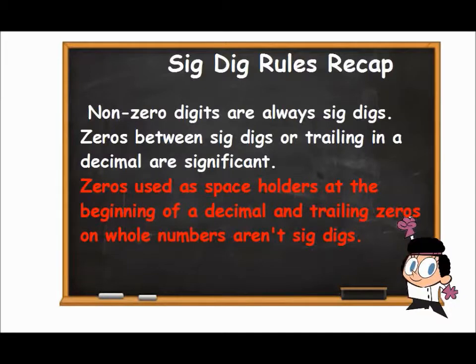So your recap of sig-dig rules is like this. Non-zero digits are always sig-digs. Zeros between sig-digs or trailing in a decimal are significant. Zeros used as space holders at the beginning of a decimal, and trailing zeros on whole numbers aren't sig-digs.